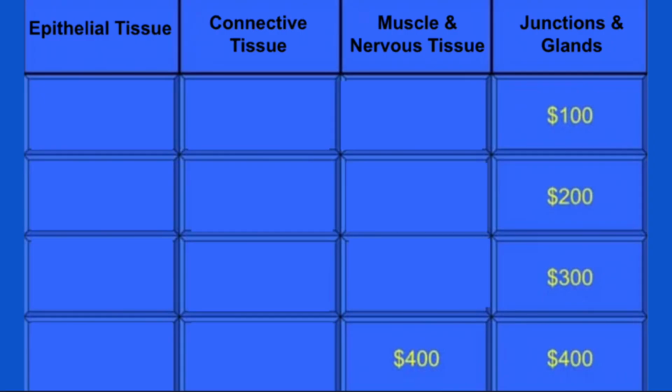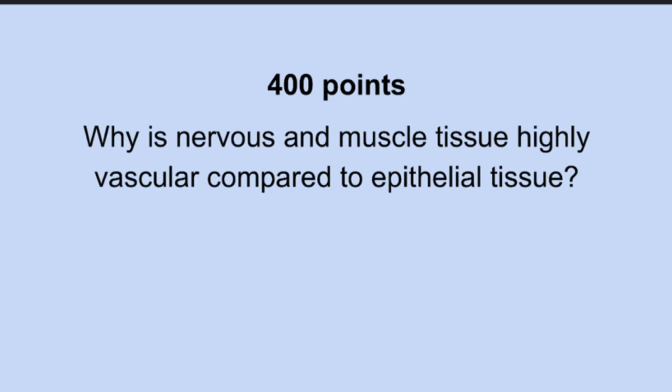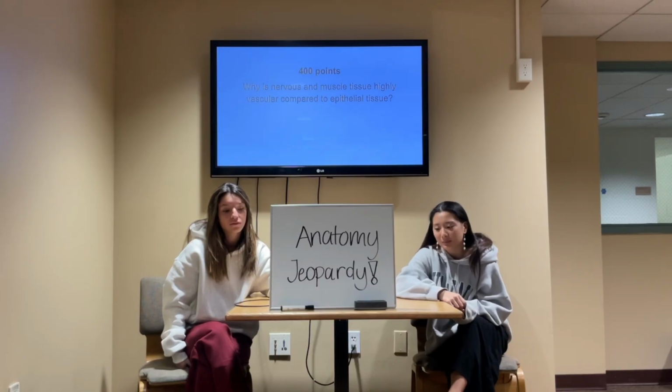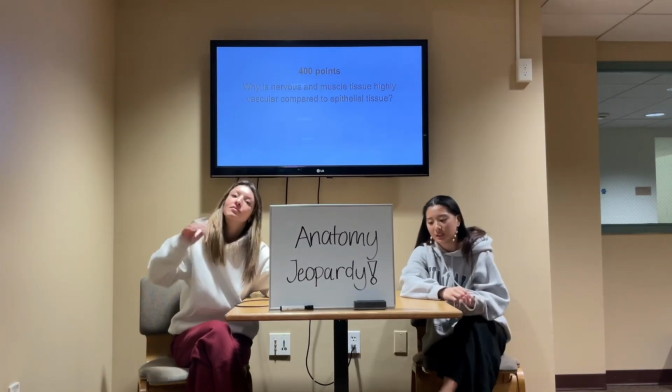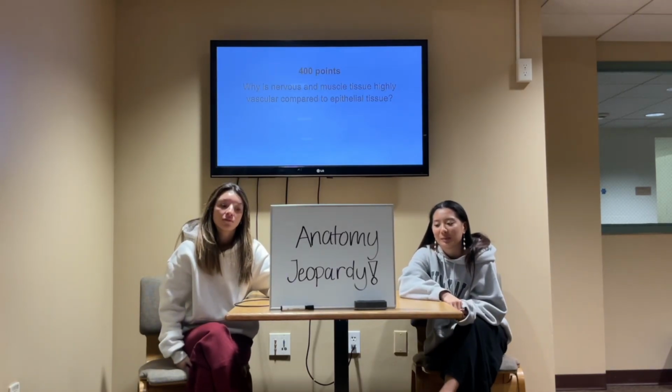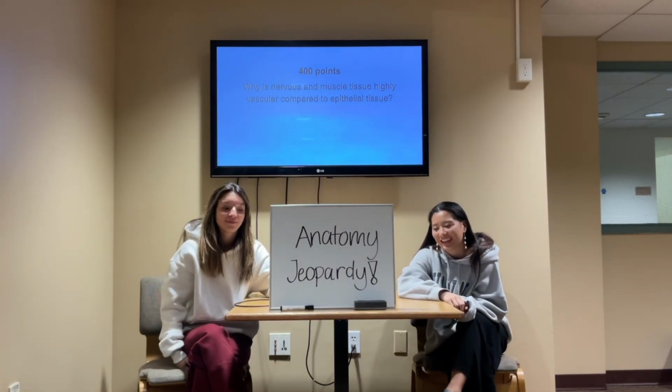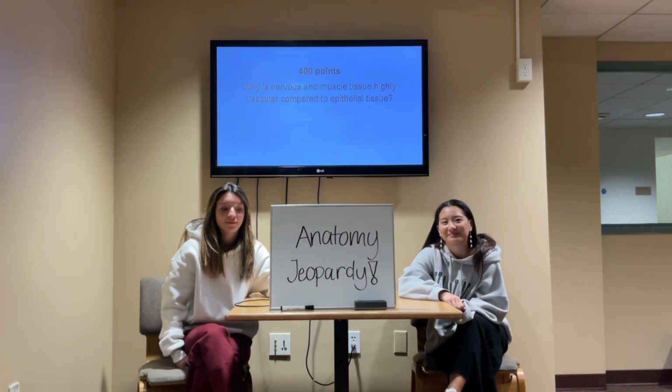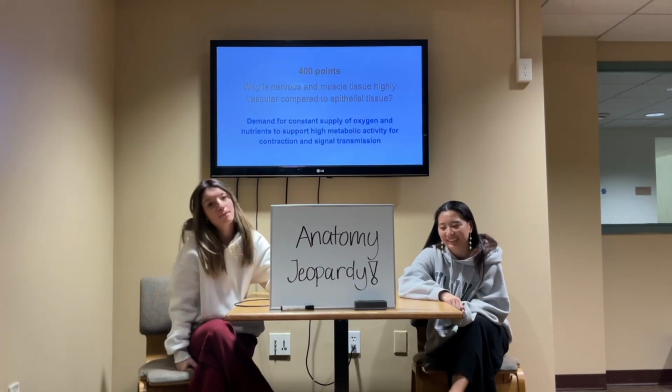Bonus for 400 points. Why is nervous and muscle tissue highly vascular compared to epithelial tissue? Because they need a constant supply of oxygen and nutrients to support high metabolic activity for contraction and signal transmission. Right on target. They're energy-demanding tissues.